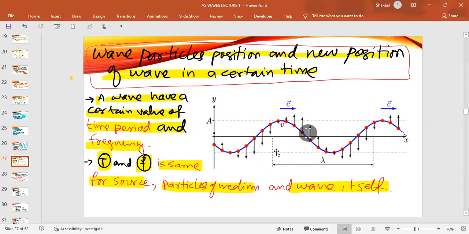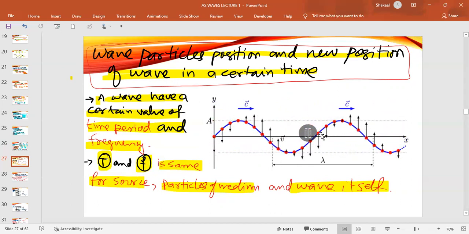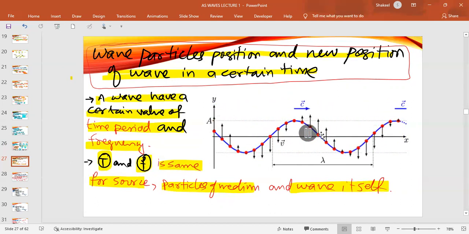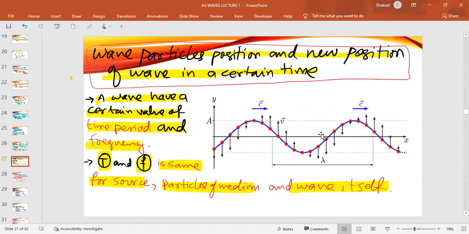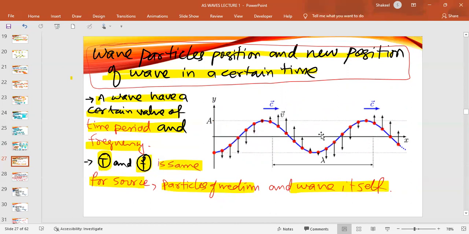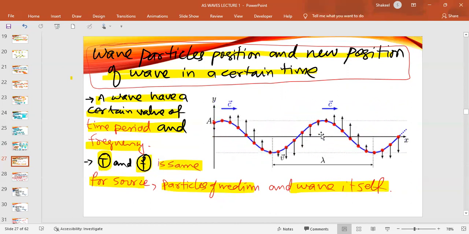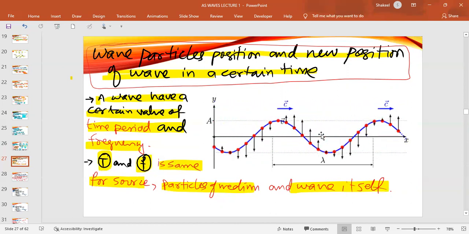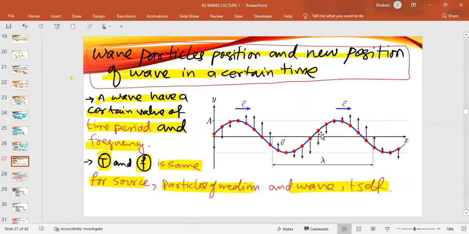Okay, so here in the diagram, again, you can see that all the particles are moving up and down simultaneously. Some are moving up, some are moving down. Between crest and trough, they are moving up. Between trough and crest, they are moving down. And that's how they are forming the wave.